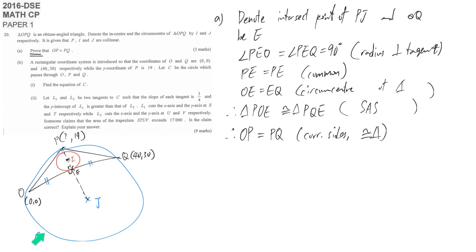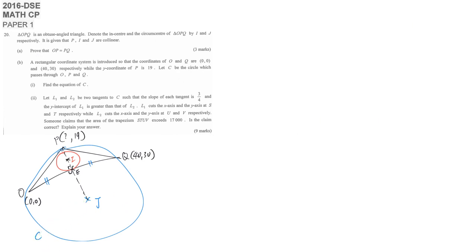To get the equation of C, we need the coordinates of J. We also need the radius. To find out the position of J, we set up some strategy first. First, the perpendicular bisector of OQ is PJ. With our y coordinate, if we want, we can get the x coordinate here. We have one line, and we know that J fulfills this line requirement.